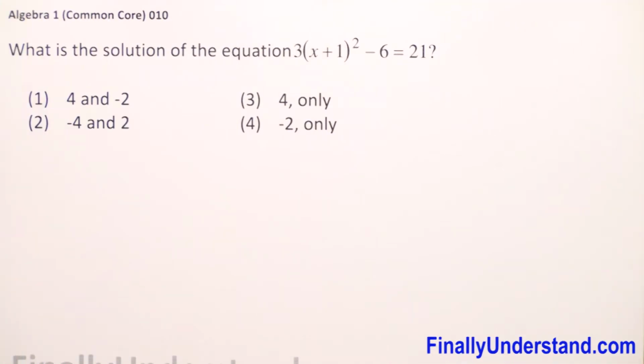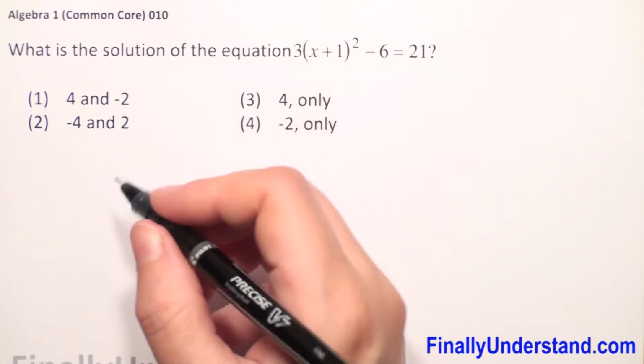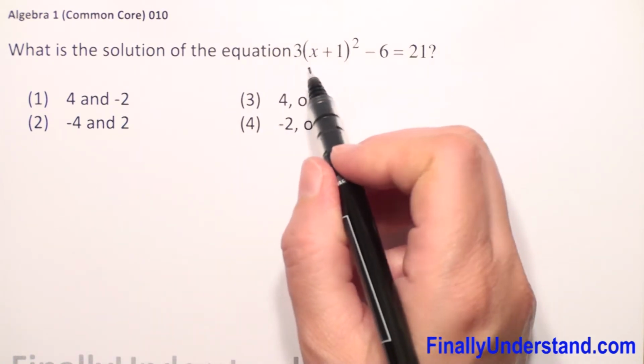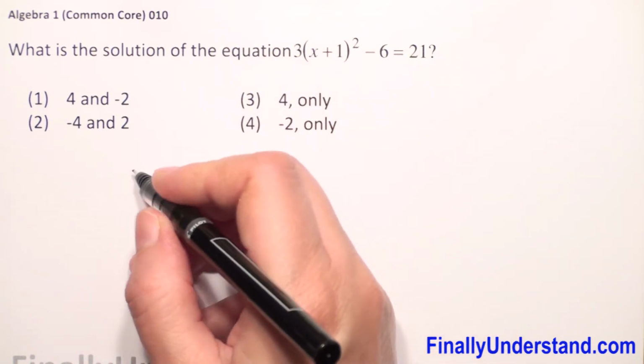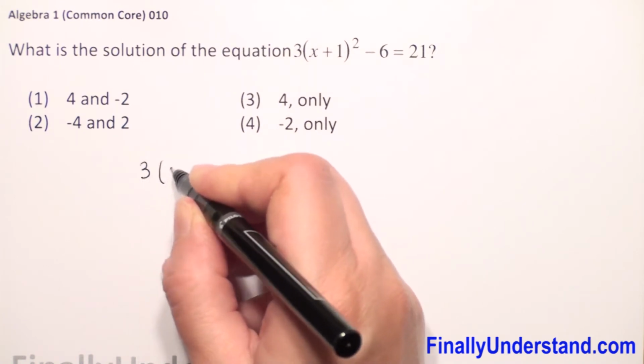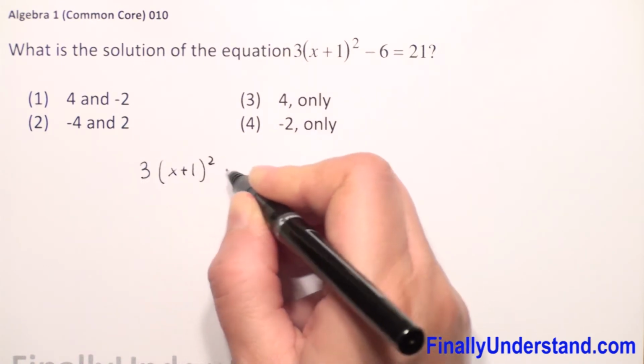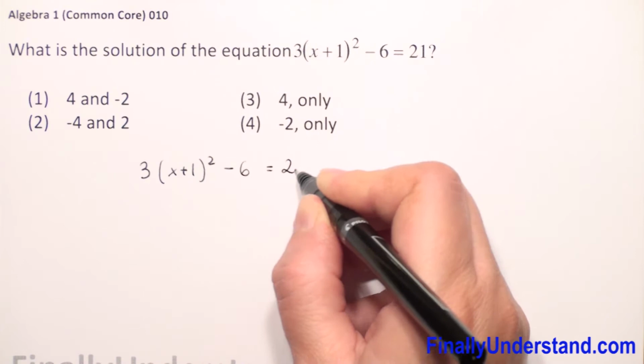What is the solution of the equation 3 times (x plus 1) to the second power minus 6 is equal to 21? So let me copy our equation. We have (x plus 1) to the second power, so this is a quadratic equation. 3 times (x plus 1) to the second power minus 6 is equal to 21.